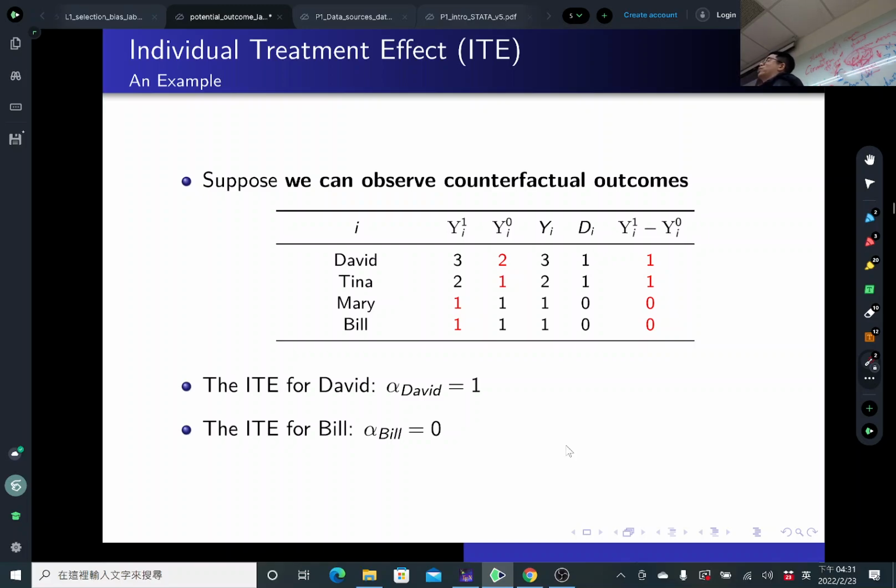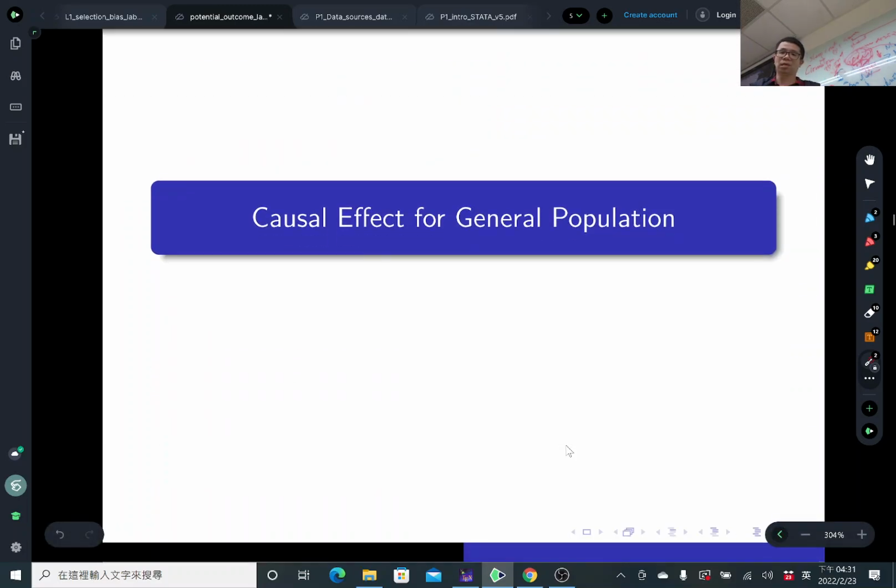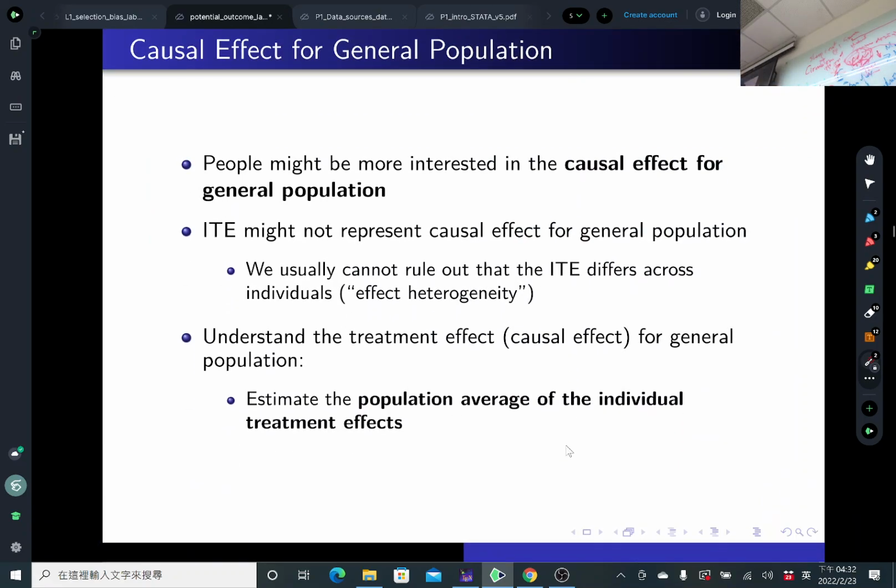But the problem is we can only use observed data to infer the causal effect. And sometimes you may think that estimating the causal effect for a specific individual is not very useful, because who cares about the effect for David or for Mary? You might want to focus on the effect for the general population. On average, what is the effect of attending grade school on earnings? That's what researchers or policymakers more likely want to understand. So what is the causal effect for the general population?